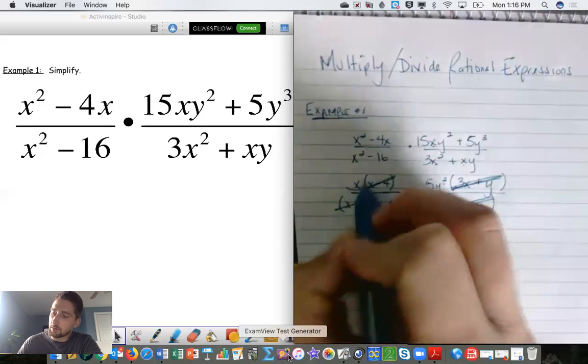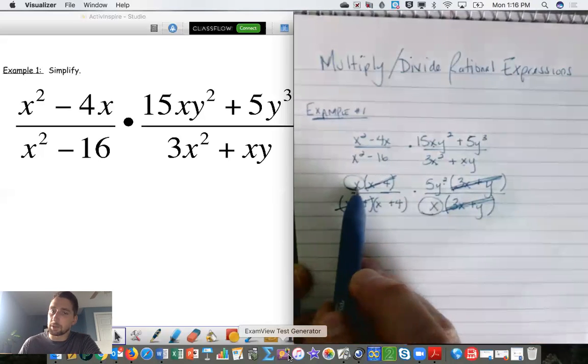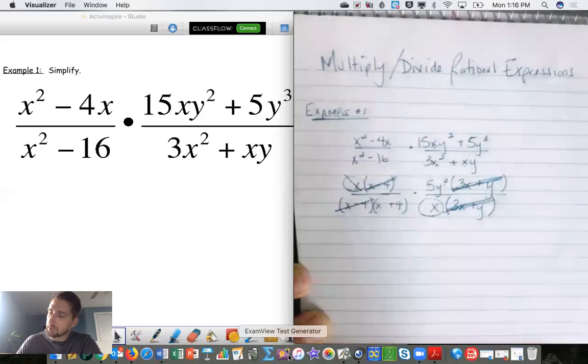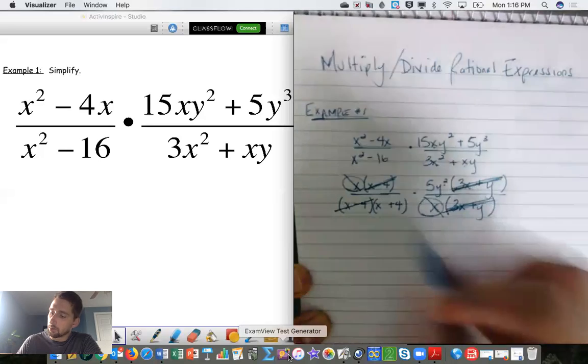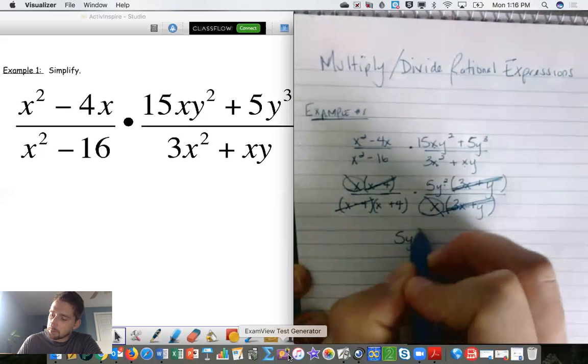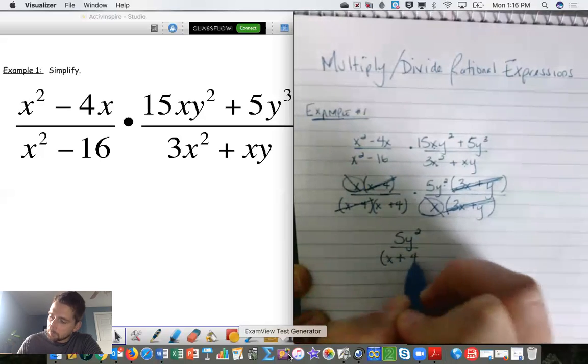I can cross off these two x's because they are factors. They are multiplying. So I am able to cross off those individually because they are factors. What do I have left over? Well, my numerator, I have a 5y squared over an x plus 4.